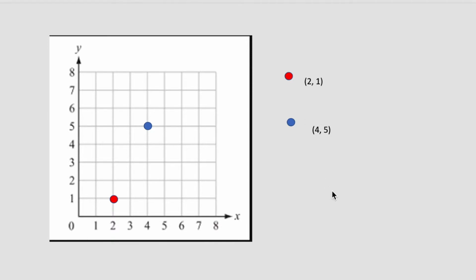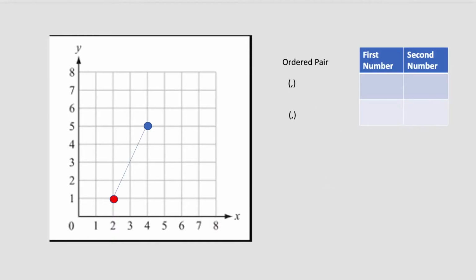Okay, so hopefully you remember this from last year. If I was going to write this, first looking at the red one again, actually we just did this, so never mind.